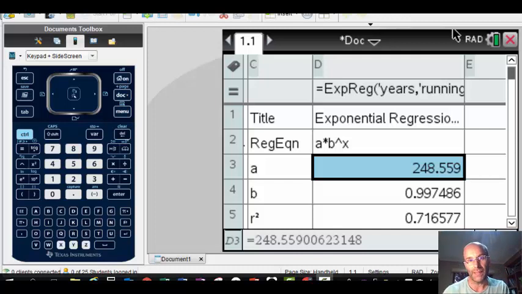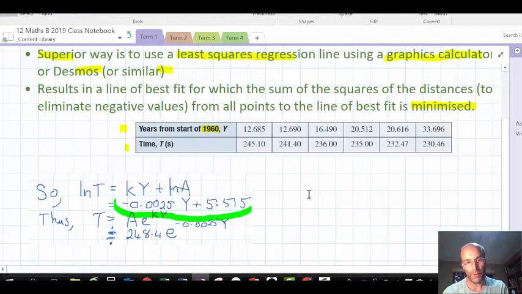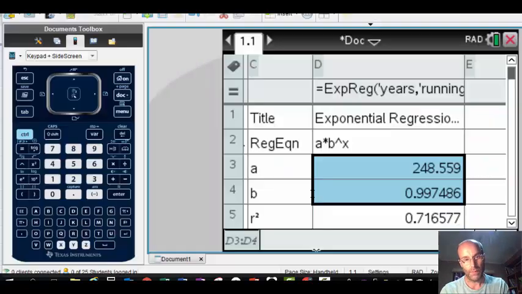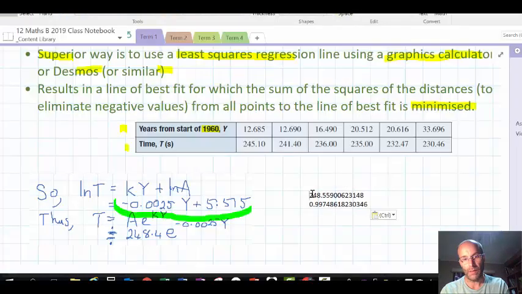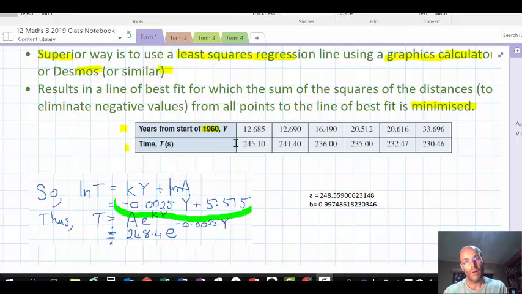So it's in the form ab to the x. We're working in the form y equals a e to the kx. So this is an important thing that you need to do. So what we're going to do is grab the a and b values there and work in this space here. So we've got a and b. Okay, I want that to stay as lowercase a. That's b. This is an important step, especially if you're using a Texas Instruments.